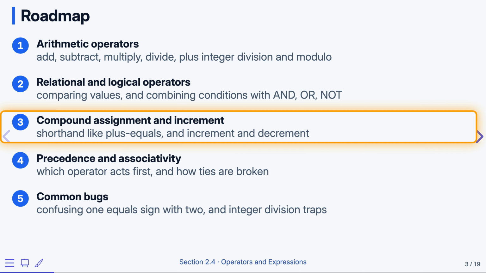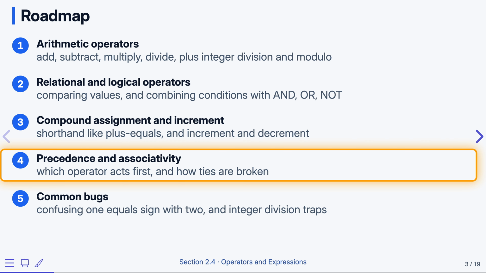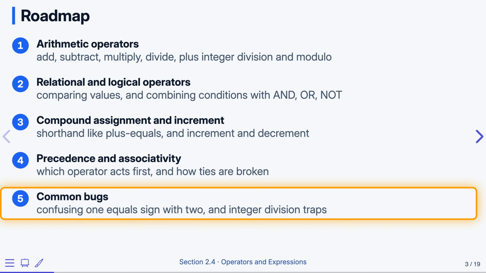Then, compound assignment and increment. These are shorthand forms, like plus equals, along with the increment and decrement operators that add or subtract 1. After that, precedence and associativity. Precedence decides which operator acts first when there are no parentheses. Associativity breaks the tie when two operators have the same precedence. Finally, common bugs. We look at confusing 1 equals sign with 2 and letting integer division quietly ruin a calculation.